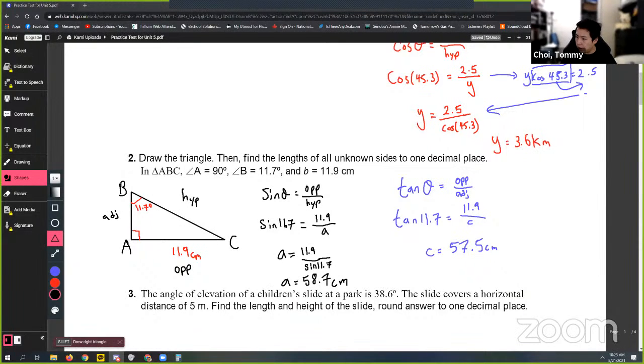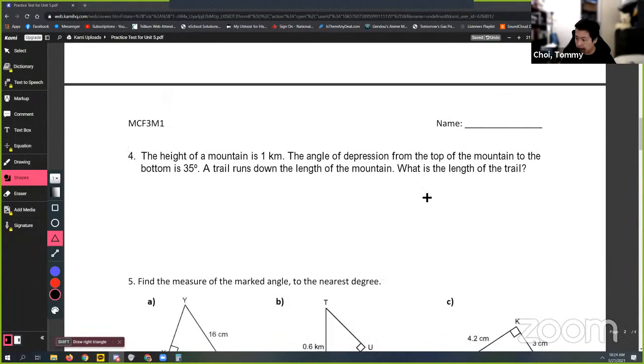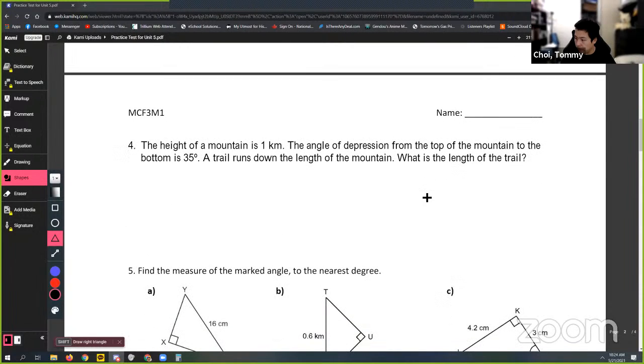Then we have another question here. That was question 4. The height of a mountain is 1 kilometer. The angle of depression from the top of the mountain to the bottom is 35 degrees. A trail runs down the length of the mountain. What is the length of the trail? Okay.